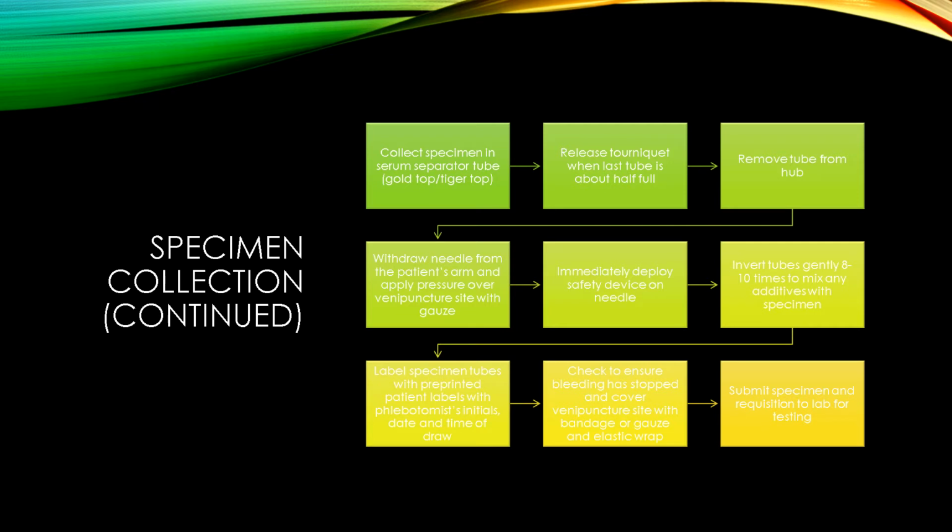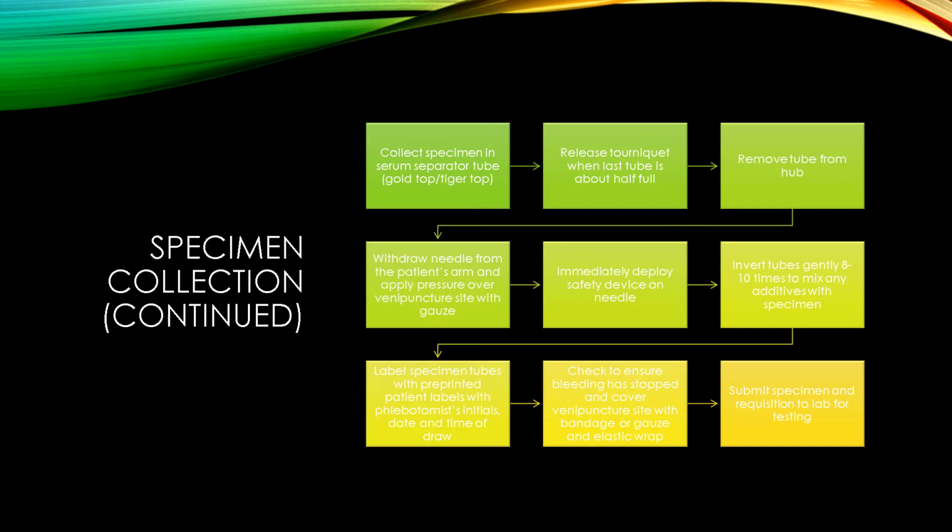For this particular study, we need serum. So they will be collecting the specimen in a serum separator tube, which can be identified by either a gold top or a tiger top. When the tube is about half full, they will release the tourniquet. When the tube is full, they will remove the tube from the hub and withdraw the needle from the patient's arm and apply pressure directly over the venipuncture site with gauze and immediately deploy the safety device on the needle.